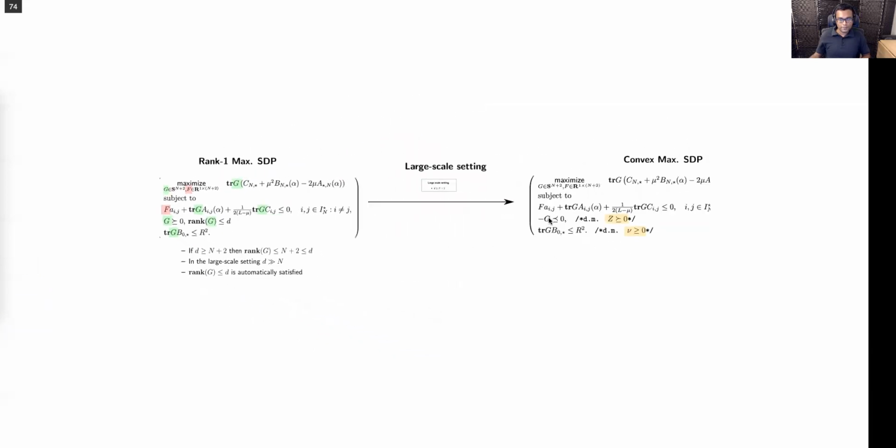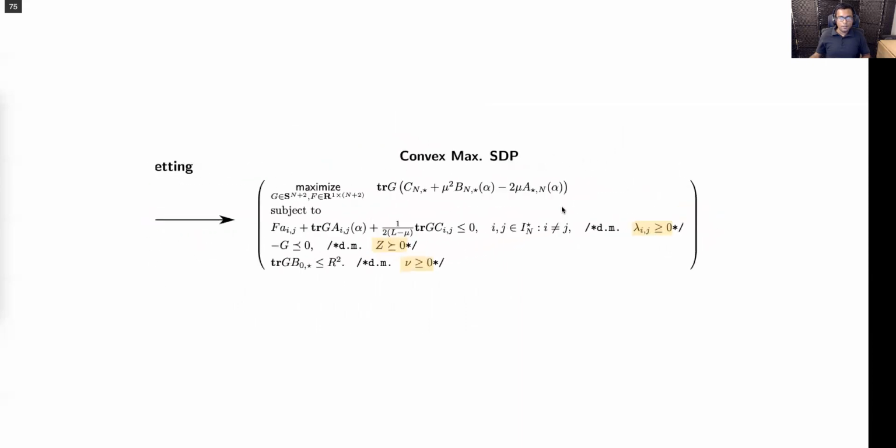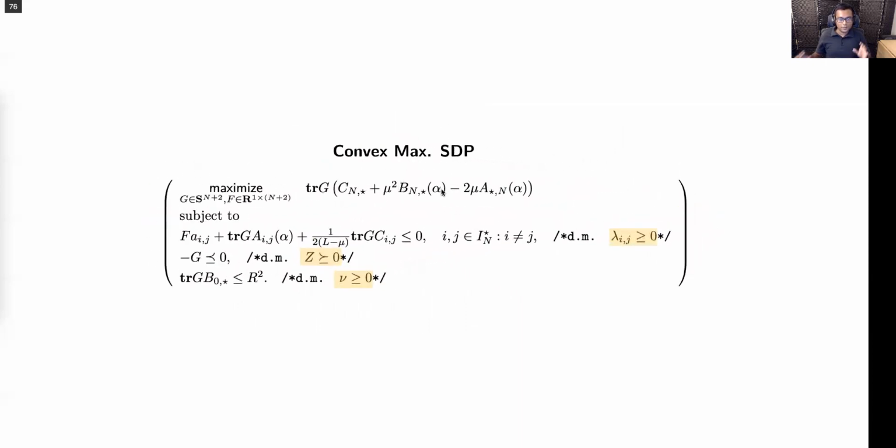Once we do that under that large scale setting, we have this so-called convex maximization SDP. Everything is very nice as long as we know the step size, where alpha is fixed. So what I'm going to do next is take the dual. That's why I am trying to show the dual multipliers, lambda ij, Z, nu, and so on.